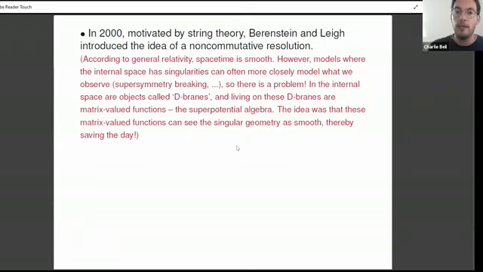So in the internal space, there are objects called D-branes, and living on these D-branes are these matrix-valued functions called Chan-Paton factors, and in this case, they're the superpotential algebra. The idea was that these matrix-valued functions could see the singular geometry as smooth, and thereby save the day. So you have both the smooth and the singular together, and everything was okay because the matrix-valued function saw the singular space as smooth. So this was the idea.